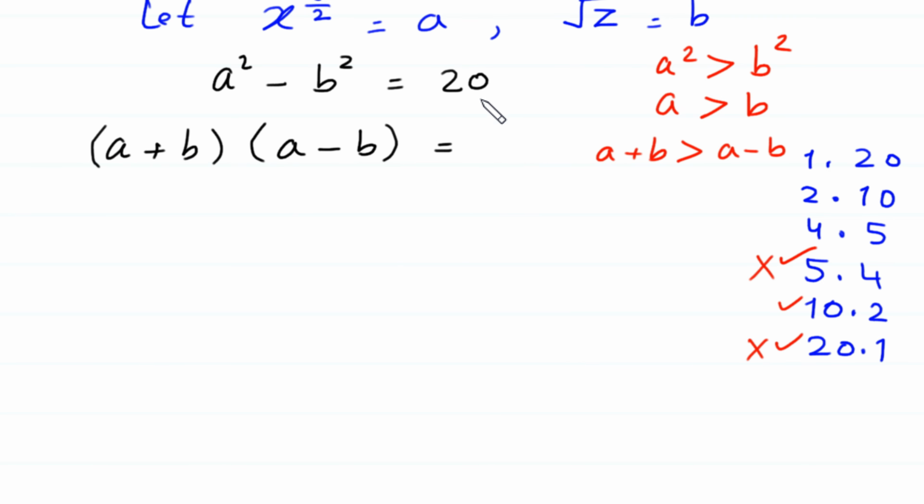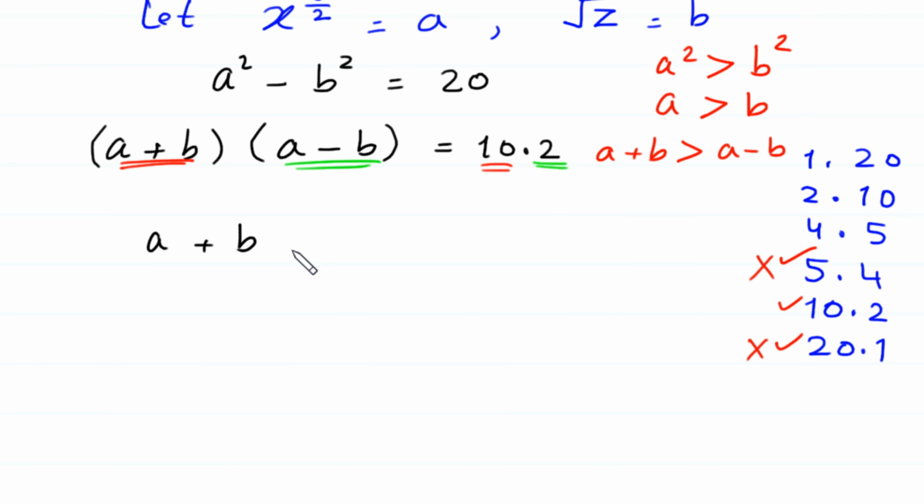So we factorize this 20 as 10 times 2, and we write this greater factor a plus b equal to this greater factor 10, and we write this smaller factor a minus b equal to this smaller factor 2.